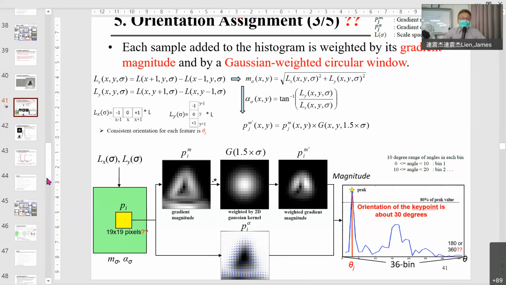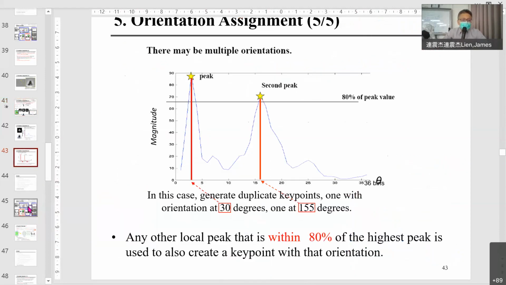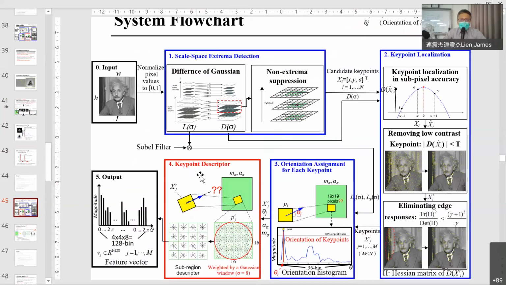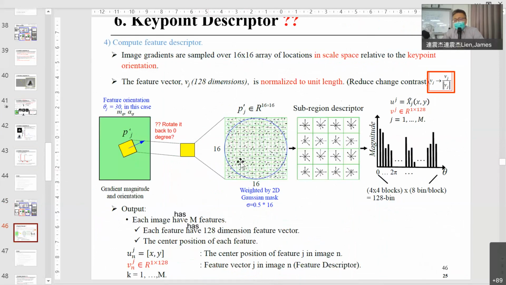Okay, so this is for the rotation. And the final step is the descriptor. We are trying to create a descriptor. For the descriptor, they use 16 by 16. 那这一点是我不喜欢这个，因为 in the previous one they use 19 by 19. Here they use 16 by 16. It's not consistent.